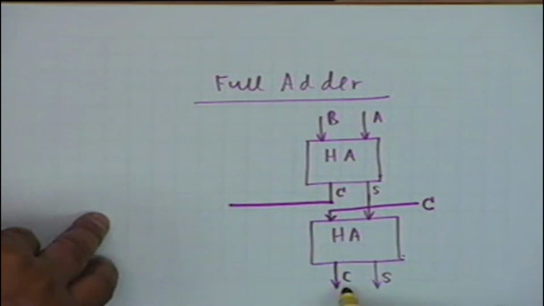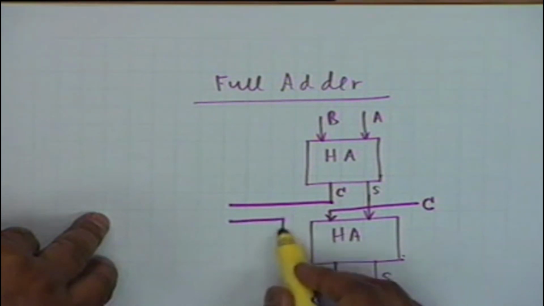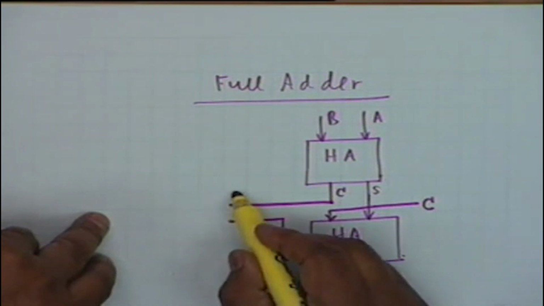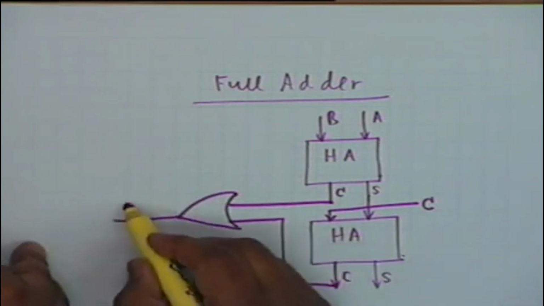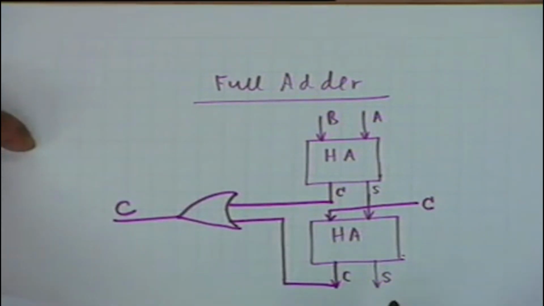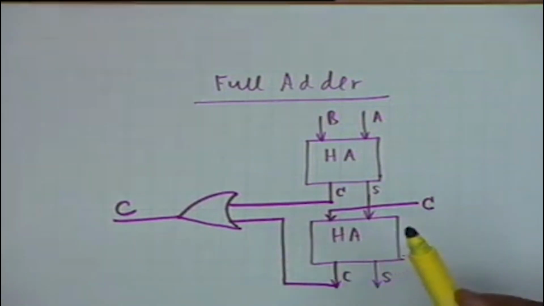What do I do with this? This would go to an OR operation. This is the carry that goes to the left, to the next addition. Let me illustrate this. The best way to show that it is correct is to illustrate.